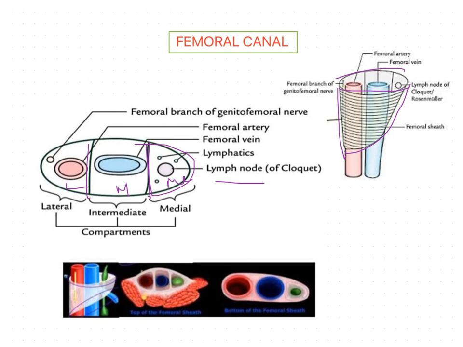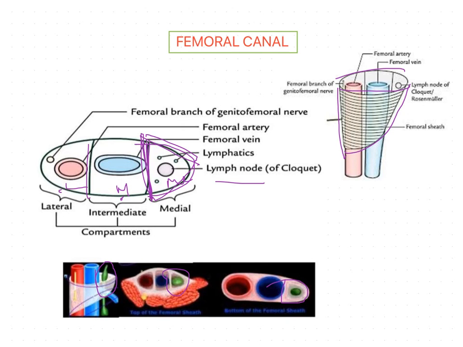The intermediate compartment of the femoral sheath has the femoral vein, and the lateral compartment has the femoral artery along with the femoral branch of the genitofemoral nerve. Now we are mainly concerned with the medial compartment of the femoral sheath, called the femoral canal. Here you can see it in different schematic representations. This one is the femoral canal.